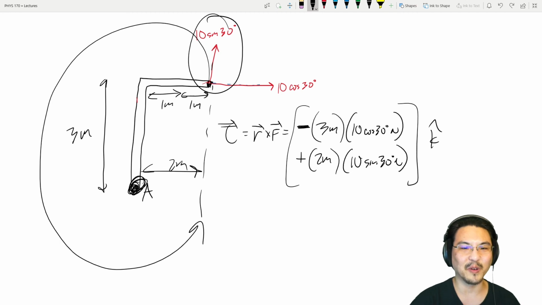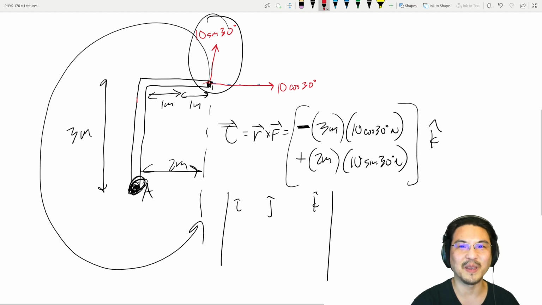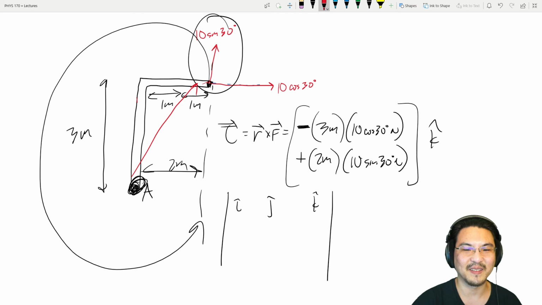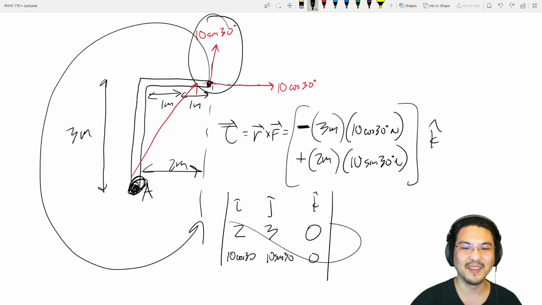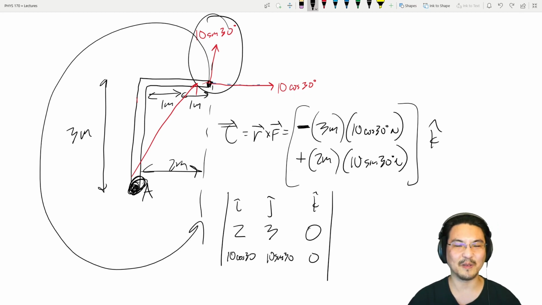Or you could just brute force, right, do the cross product, which would be, vector r would be here. It would be in the x direction 2, y direction 3, 0, and then the force, the x component, 10 cosine 30, y component, 10 sine 30, and then just do this cross product, and you'll get the same answer. Okay, so practice doing torque, and we'll have more to talk about regarding torque in the next video, so see you on that one.